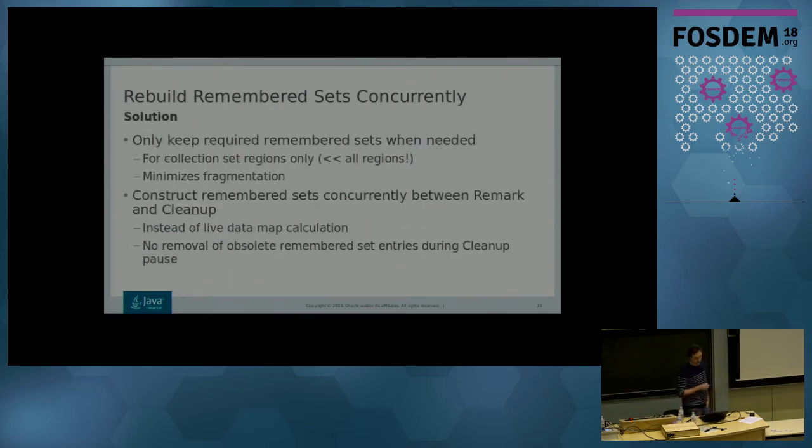So the solution here is to only keep the required remembered sets when really needed. That means only for regions that are in the so-called collection set. That means regions that we are probably going to collect in the future, which is much less than all regions. And of course, that minimizes the fragmentation in the remembered set. For that to work, we have to construct these remembered sets concurrently between remark and cleanup, which is bad, but at least we don't need to do anything in the cleanup pause, which is bad for latency.